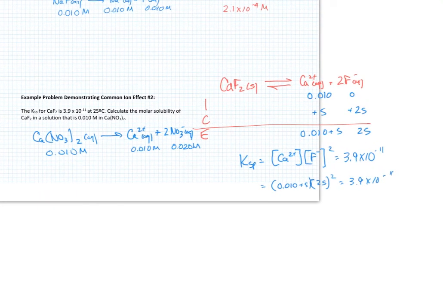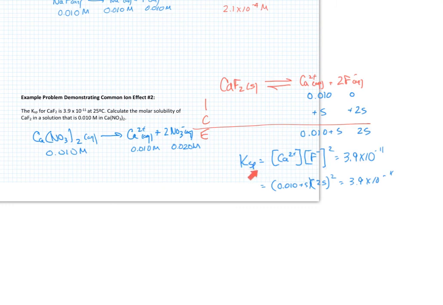Okay, so I've filled out the ICE table. Hopefully you have something that looks like this. 0.01 is my initial concentration of calcium ions. I have 0 fluoride ions initially. Calcium goes up by S, and fluoride goes up by 2S. So 0.01 plus S, and then 2S is my final equilibrium concentration of fluoride ions.